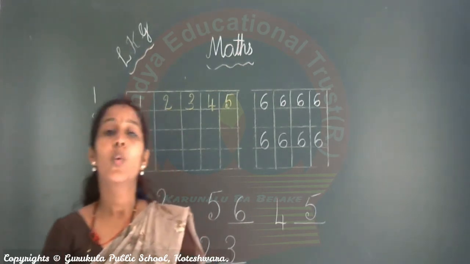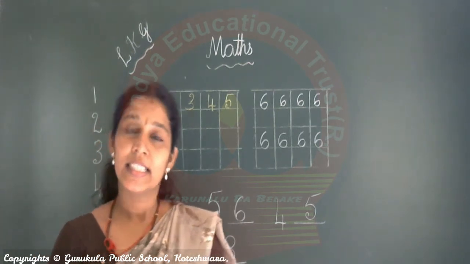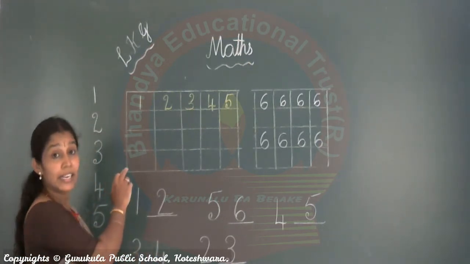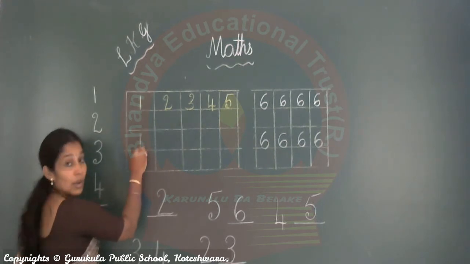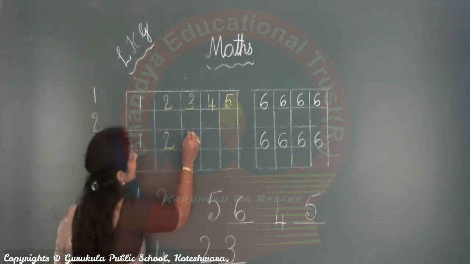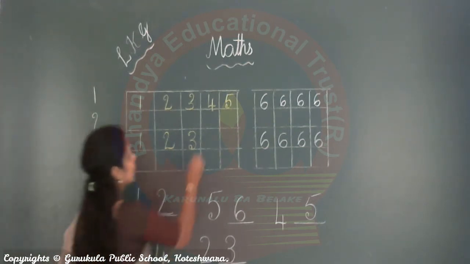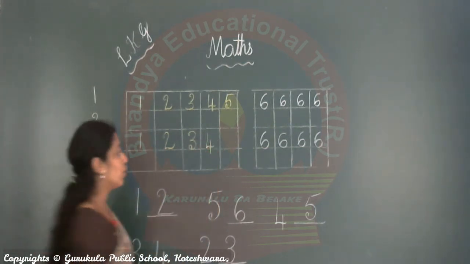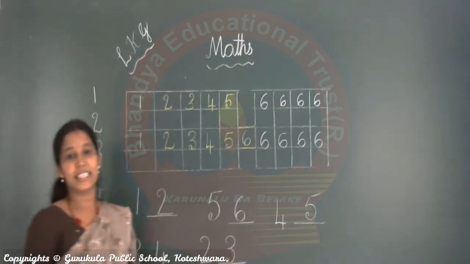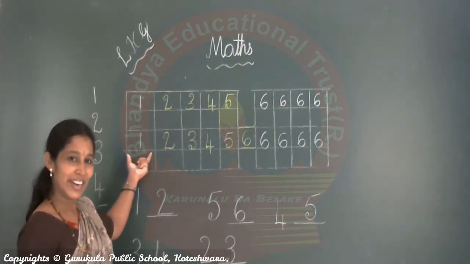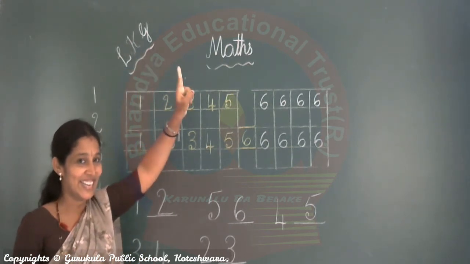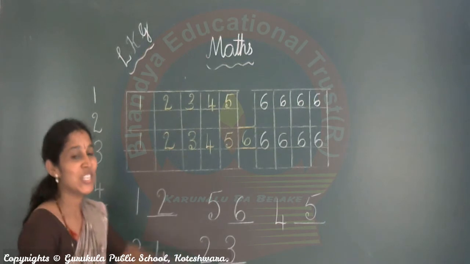Now you know numbers 1 to 6, right? Shall we revise once, 1 to 6? Again, I will write this square line. See here. 1, 2, 3, 4, 5, 6. Right? 1 is sun. Right?